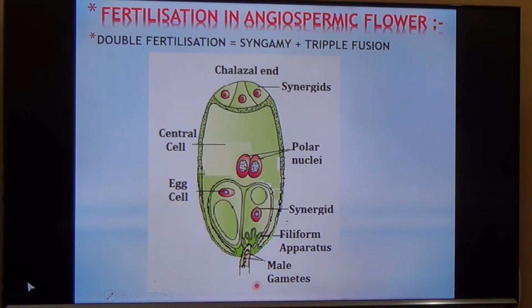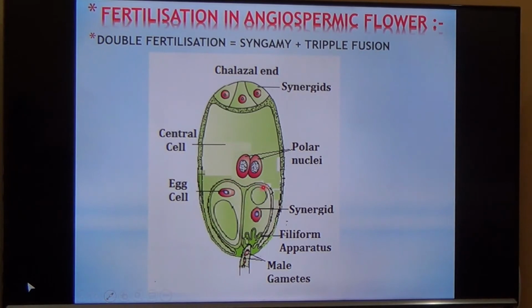What will happen to the second male gamete? The second male gamete will be guided by the filiform apparatus, and it will reach into the central cell. Inside the central cell, you will find two polar nuclei. Each polar nucleus is also having one set of chromosomes, that is N. So these two polar nuclei and this second male gamete will fuse together to form a 3N, that is called triploid primary endosperm nucleus.